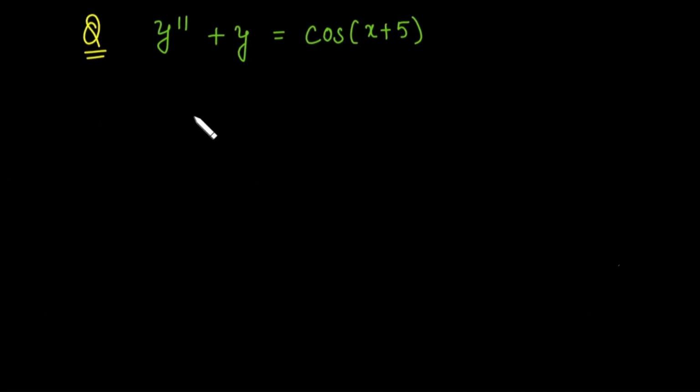Let's answer the next question. So again we will write the operator form. Its operator form is D square y plus y is equal to cos of x plus 5. Now take the coefficient of y.